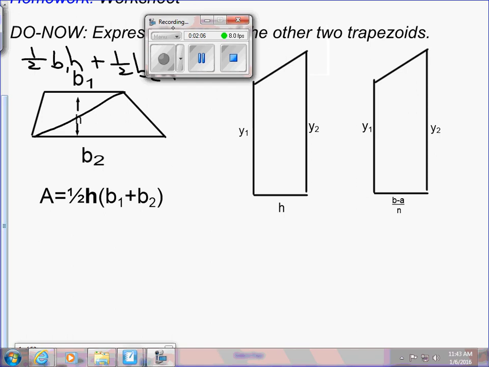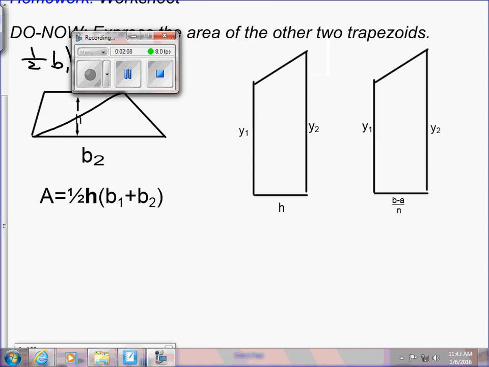By the way, the little tiny do now I have for you today while I quickly check your homework is to write down the area of these trapezoids, and the only thing that's different is how I've labeled the sides. Instead of calling them B1 and B2, they're Y1 and Y2 because they're going to be the Y coordinates. So do that for a second. I'm going to quickly check homework. I'm expecting good things. I don't know.